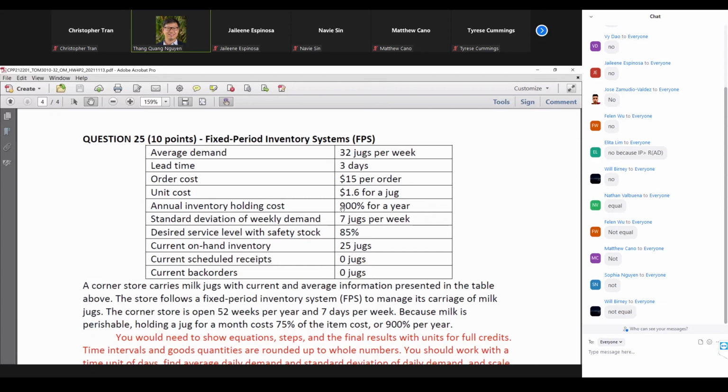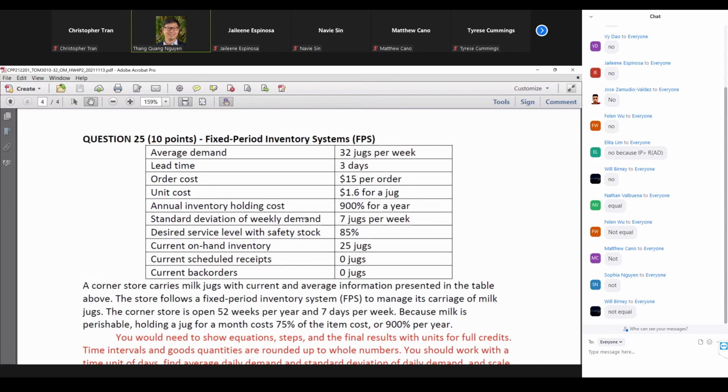So we assume it to be 90% for a week, for a year. 90% means 9 times the cost of a milk jug for a year to keep it on the shelf for the whole year. It got spoiled after 1 month, right? That's why the remaining 11 months is a pure cost to keep that spoiled milk on the shelf.